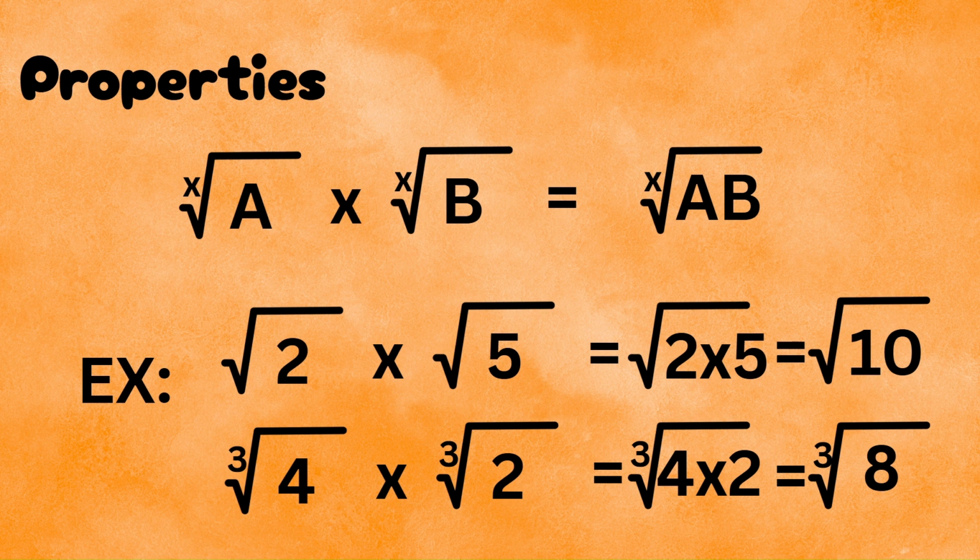The x root of a times the x root of b will equal the x root of a times b. This only works if the index is the same in every number. So, the square root of 2 times the square root of 5 equals the square root of 2 times 5, which equals the square root of 10. The cubed root of 4 times the cubed root of 2 equals the cubed root of 4 times 2, equaling the cubed root of 8.